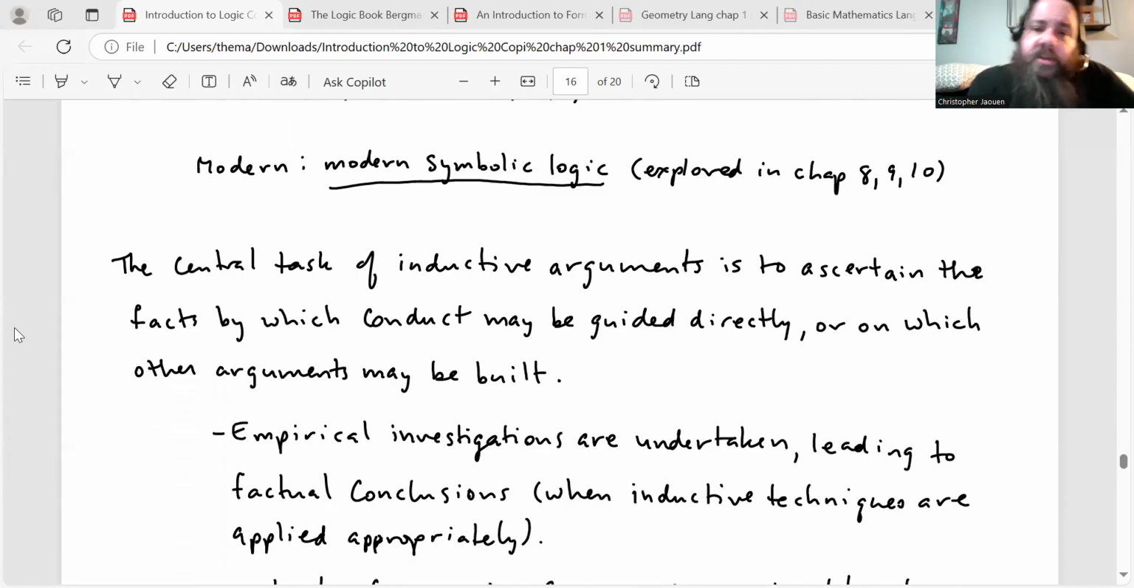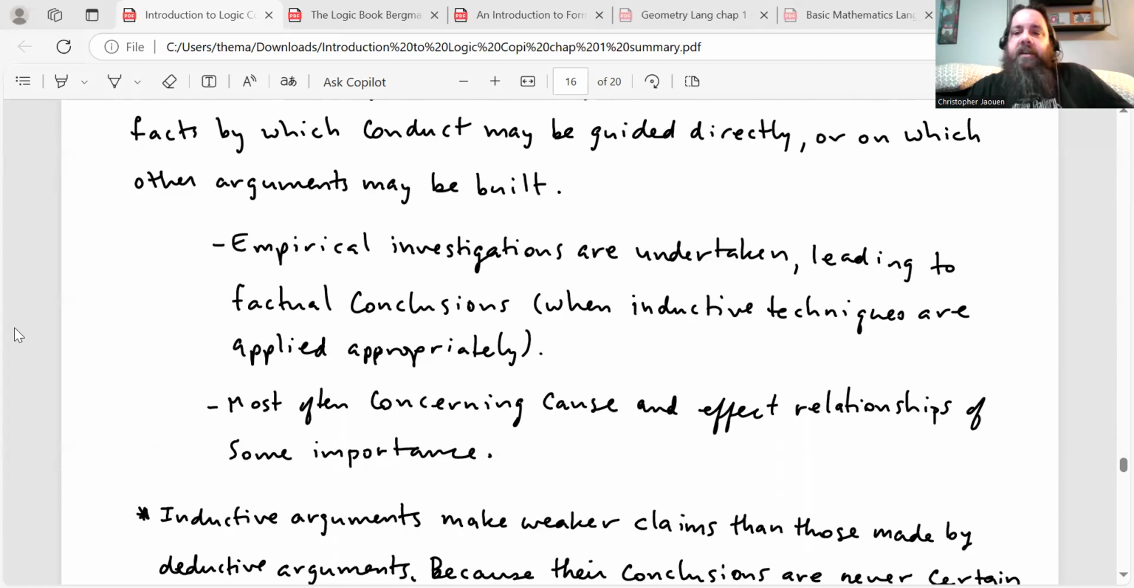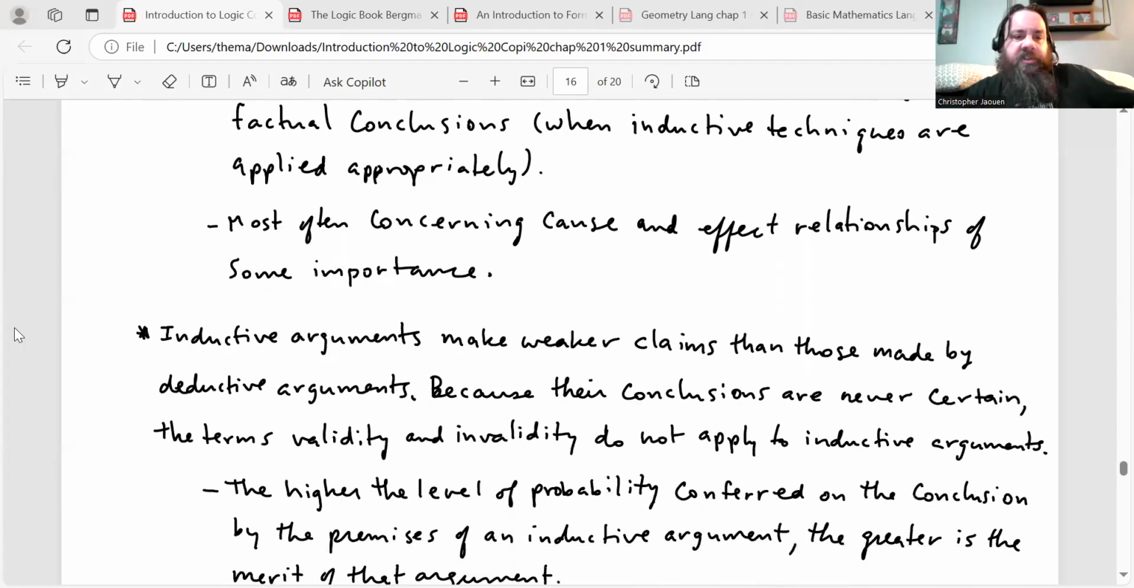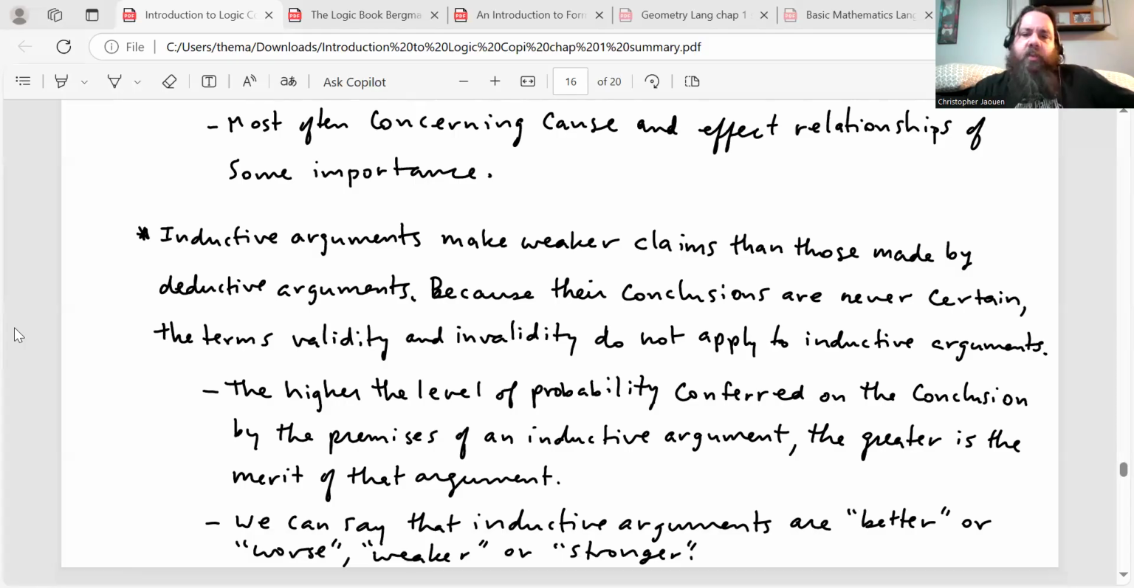The central task of inductive arguments is to ascertain the facts by which conduct may be guided directly or on which other arguments may be built. Empirical investigations are undertaken, leading to factual conclusions when inductive techniques are applied appropriately, most often concerning cause and effect relationships of some importance, scientific arguments, for example. Inductive arguments make weaker claims than those made by deductive arguments because their conclusions are never certain. The terms validity and invalidity do not apply to inductive arguments.